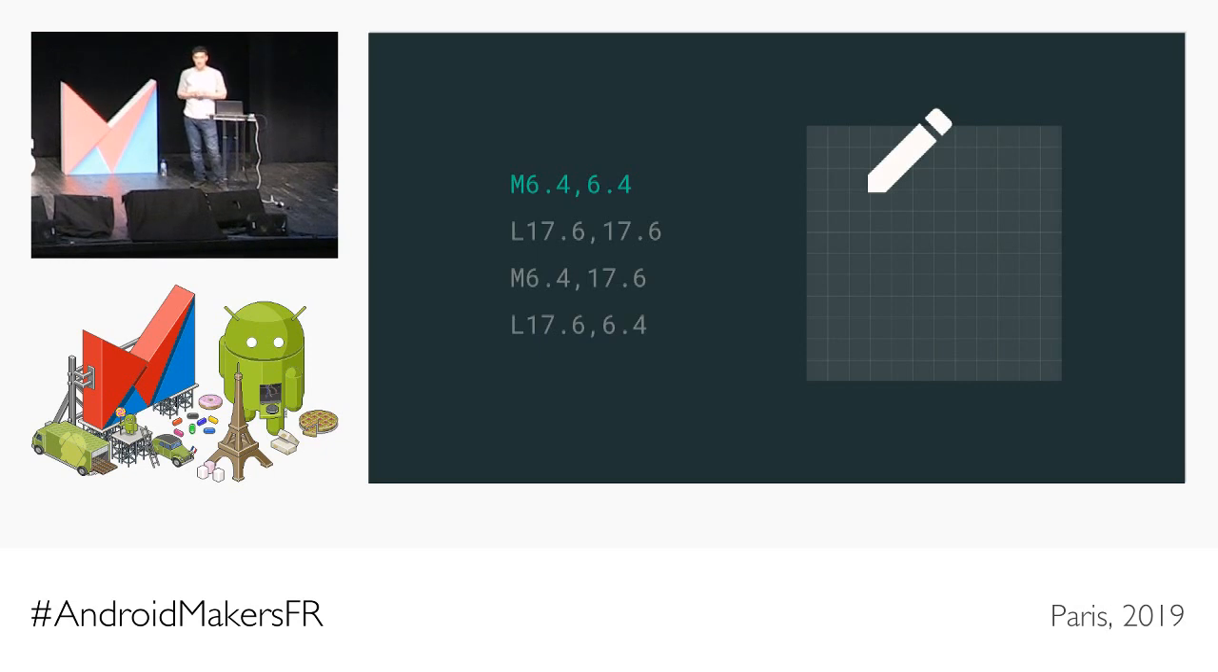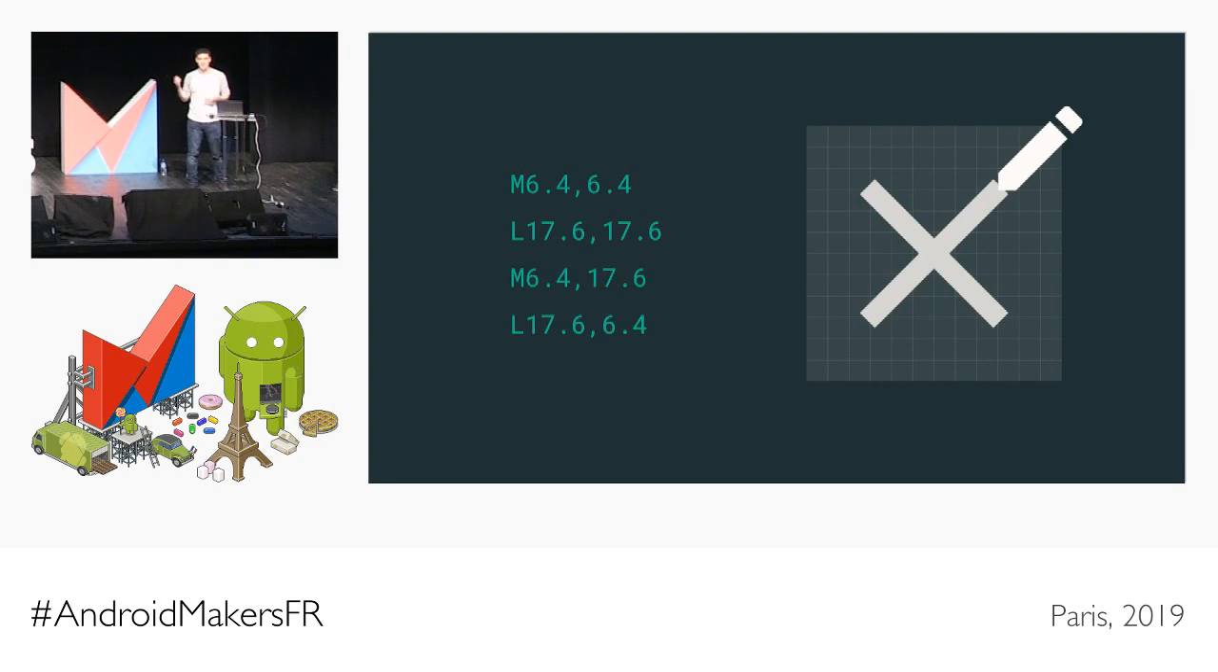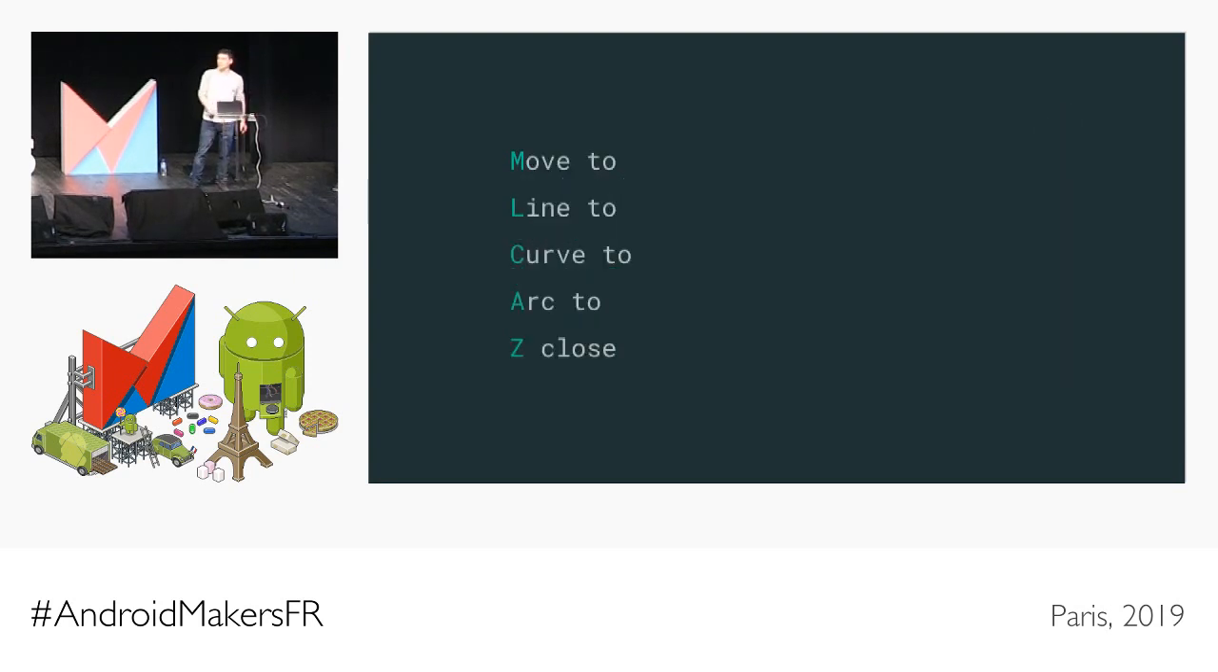So the M command stands for move to. So I'm going to move the pen to coordinate 6.4, 6.4. Then I'm going to draw a line to a new endpoint. I'm going to lift the pen up, and I'm going to draw another line. And I've just created a cool little cross icon.